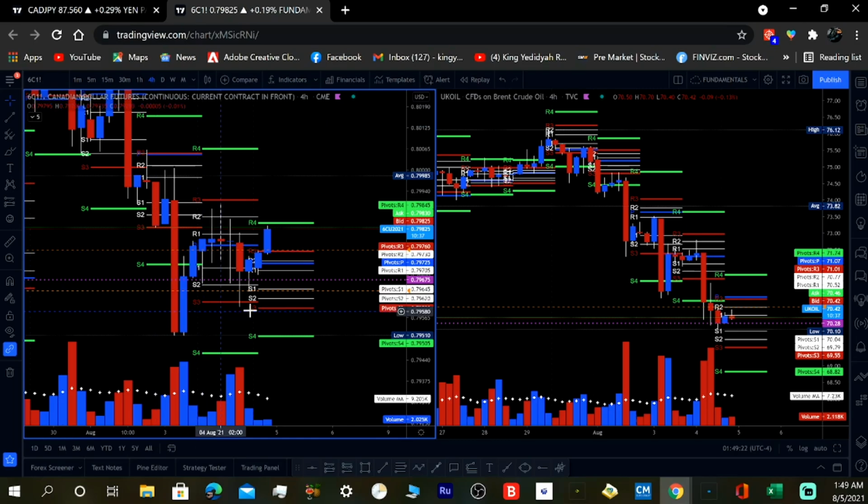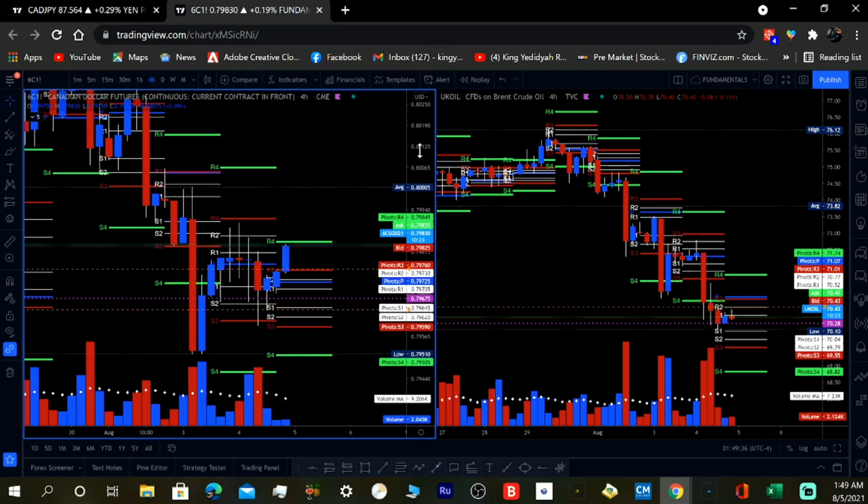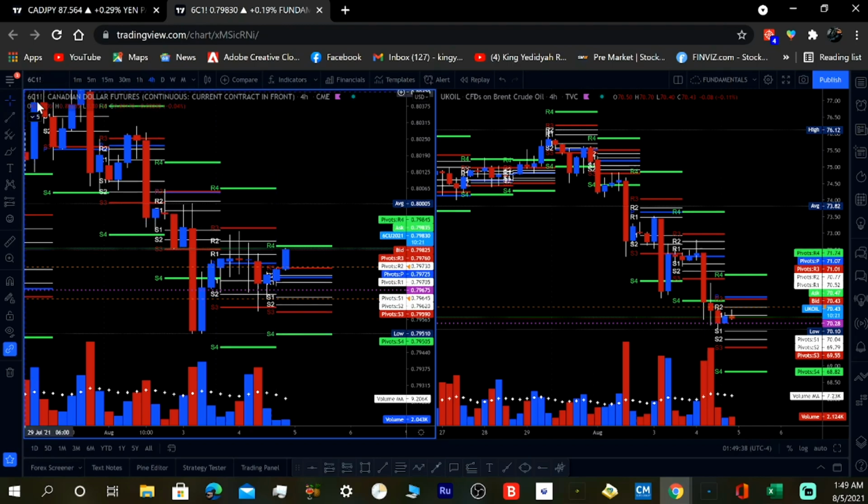So we found support at yesterday's S2. We opened at R1, pushed up to R3, and then we broke R3. So we're looking very strong in the Canadian dollar on the futures side of things. This is SC1. So we're pushing up now up to R4.